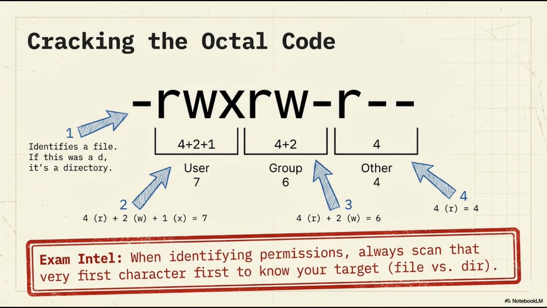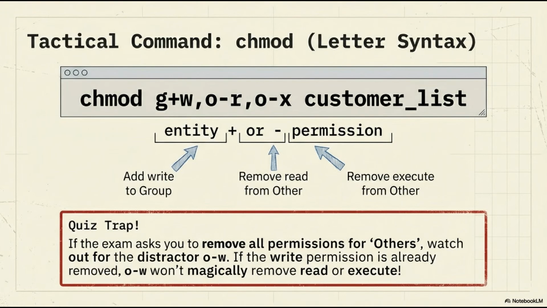So how do we manipulate those numbers in the field? We are advancing to slide 6, tactical command chmod letter syntax. The primary tool here is chmod, which stands for change mode. Using the letter syntax, you target the entity plus or minus the permission. The slide provides a great tactical string: chmod g+w,o-r,o-x customer_list. Right, so that is adding write access to the group while removing read and execute from others.